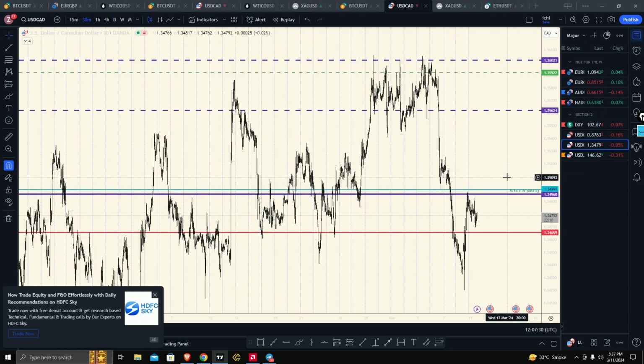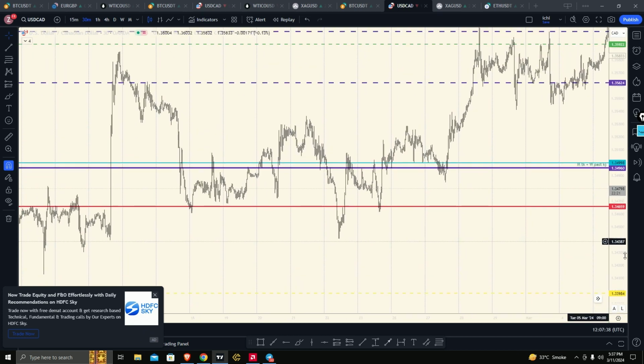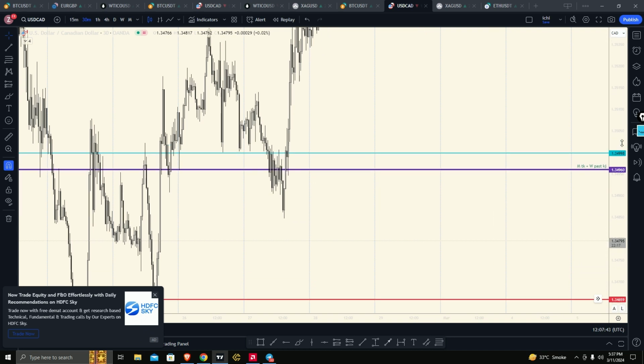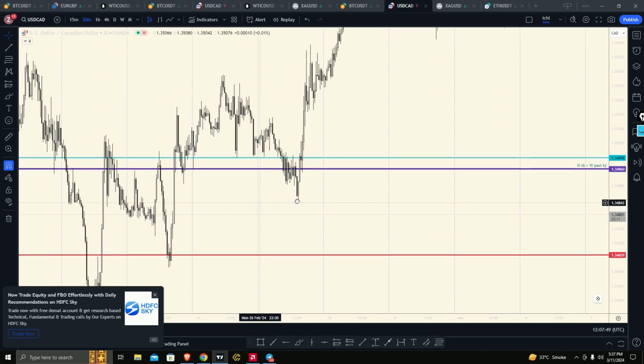USD CAD. So one example of that system is USD CAD. So you can see this level is quite thick and it has a very dark color because it is a monthly past Tenkan-sen and a weekly past Kijun-sen. So monthly and weekly Ichimoku levels.